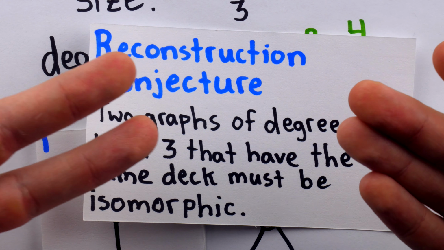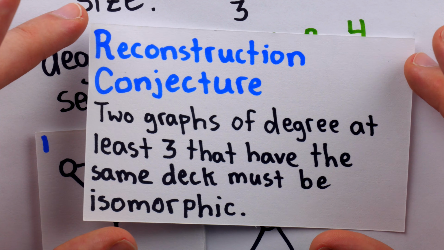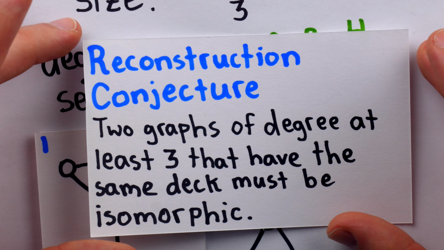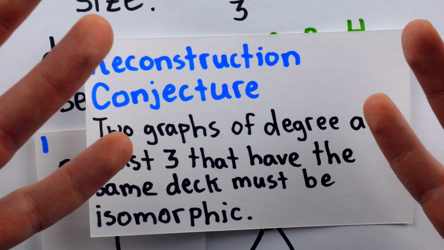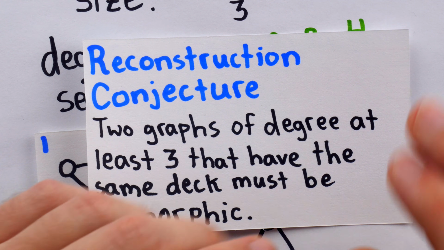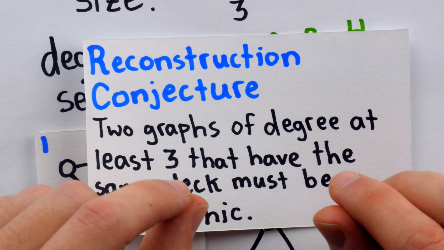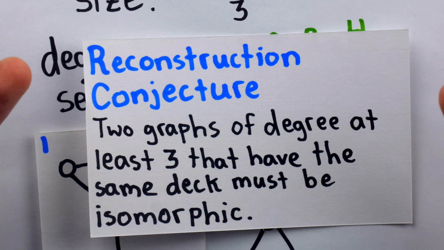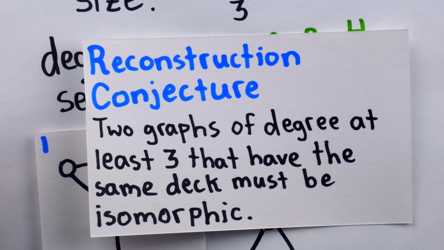But now, over 80 years later, this is still an open question. Nobody has proven the Reconstruction conjecture. To disprove it would require finding two graphs that are not isomorphic, but that have the same deck, the same vertex-deleted subgraphs.